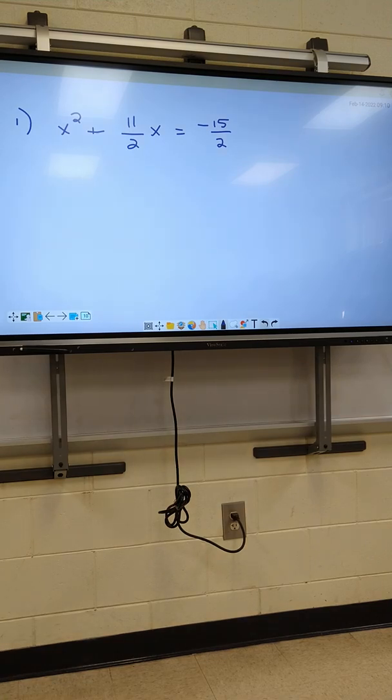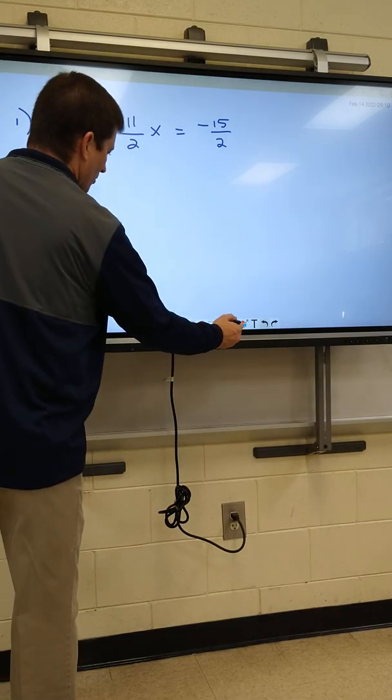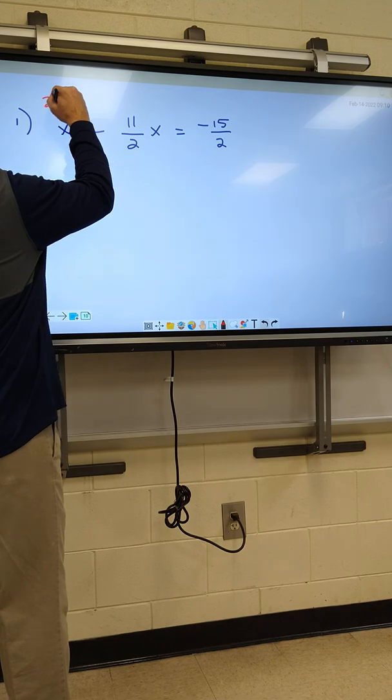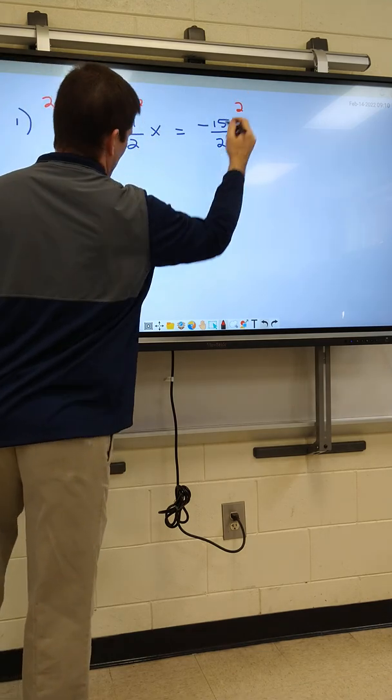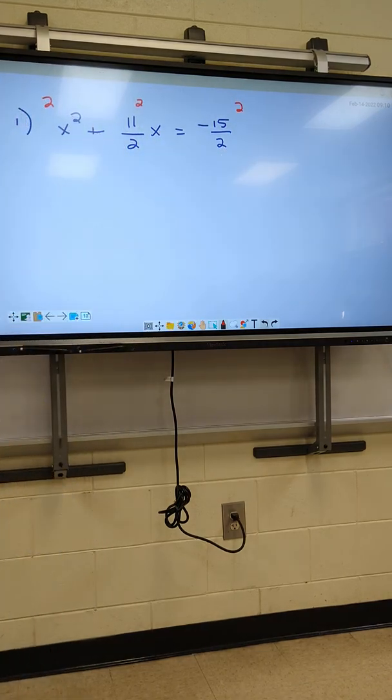Number 1. What's going to be our common denominator on number 1? 2. Yeah, put 2 there, 2 there, 2 there. Now, see if y'all can do it. Let's make sure y'all's phones are up. See if you can do your crossing out step. You should be able to.